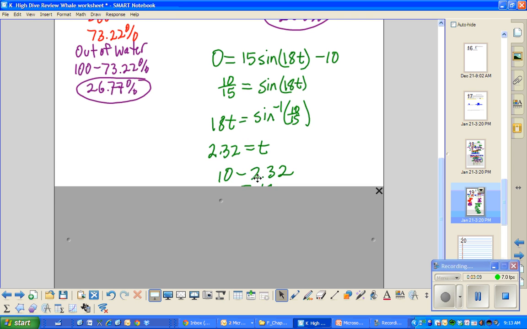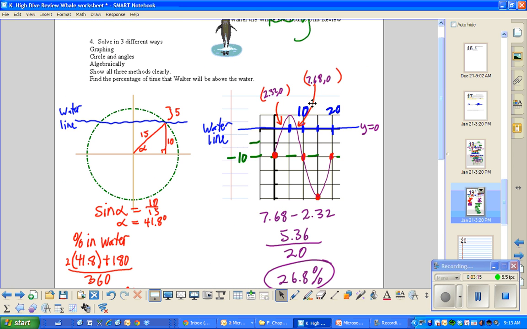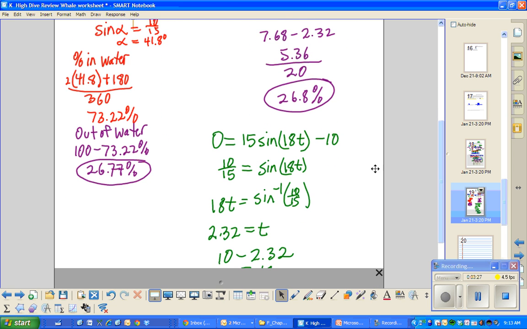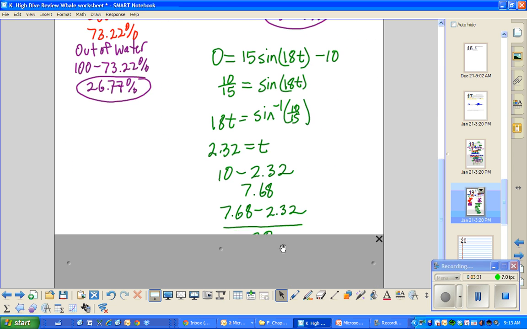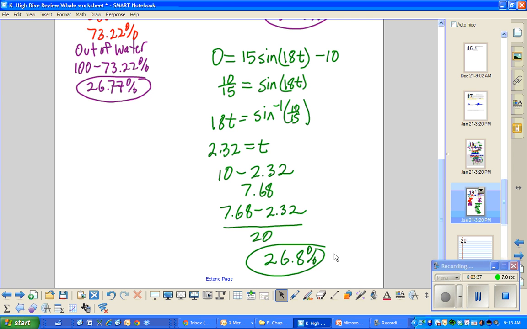Now, this is the tricky part. 10 minus 2.32. We really kind of had to look back at this to get there. 10 seconds was half a revolution, and I subtract that 2.32 to get my 7.68, and then I do the same thing as the other side. I took 7.68 minus 2.32 divided by 20, and I got my percentage again. There's the 3 ways.